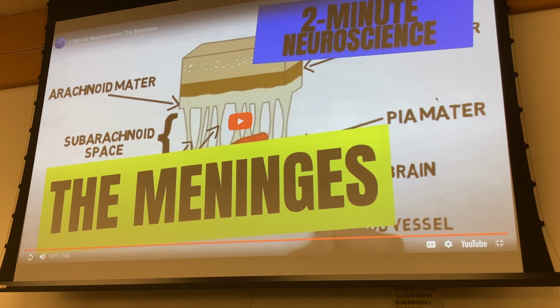And the answer is you won't. Why won't you find the epidural space? Because the dura mater is fused to the skull. So what spaces in the skull are you looking at as far as where cerebrospinal fluid is found? It's going to be the subarachnoid space.